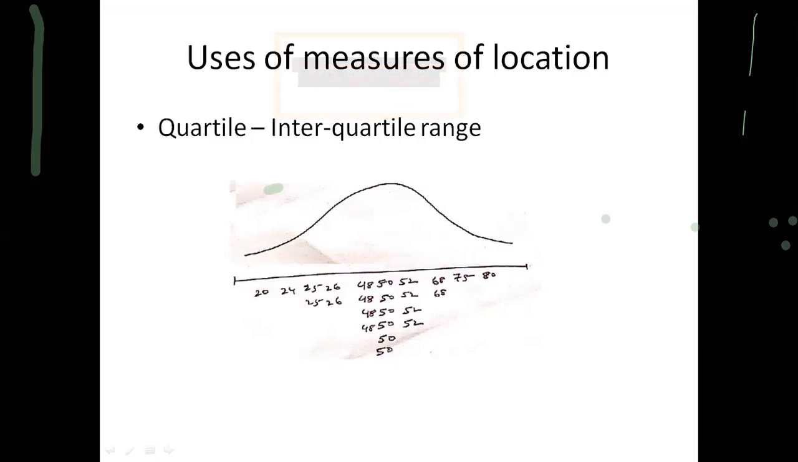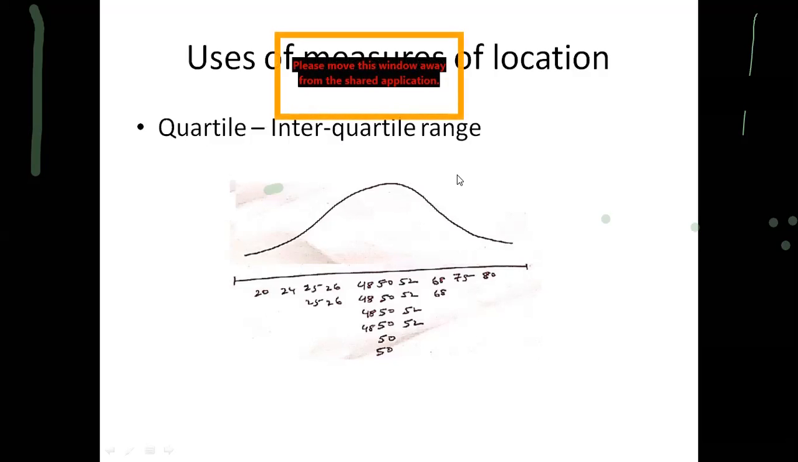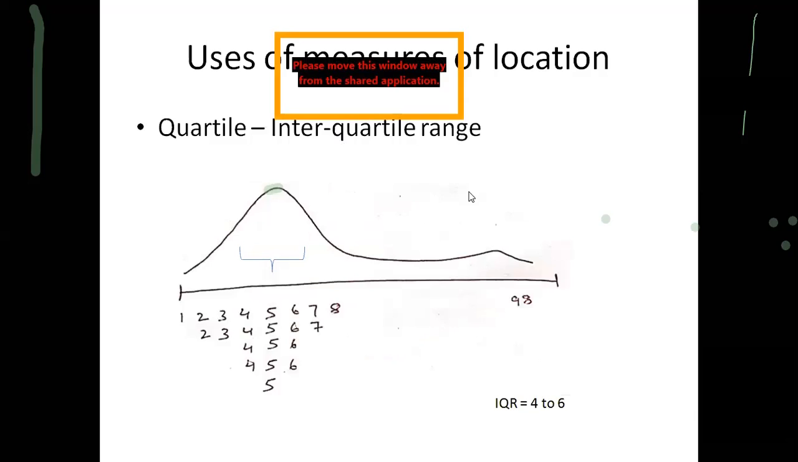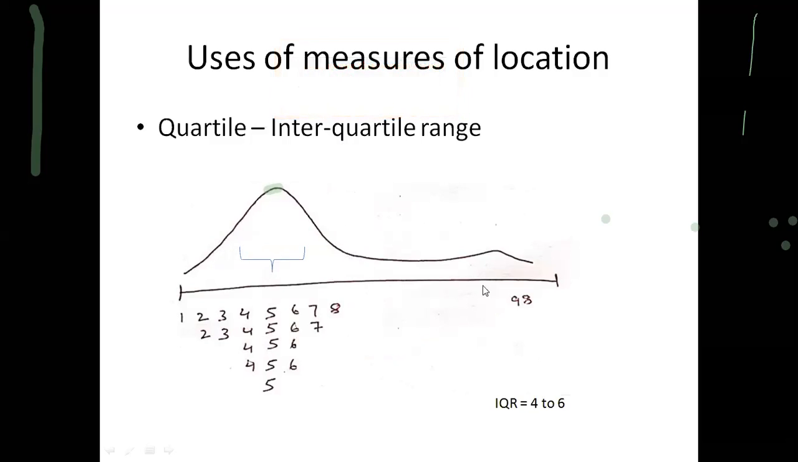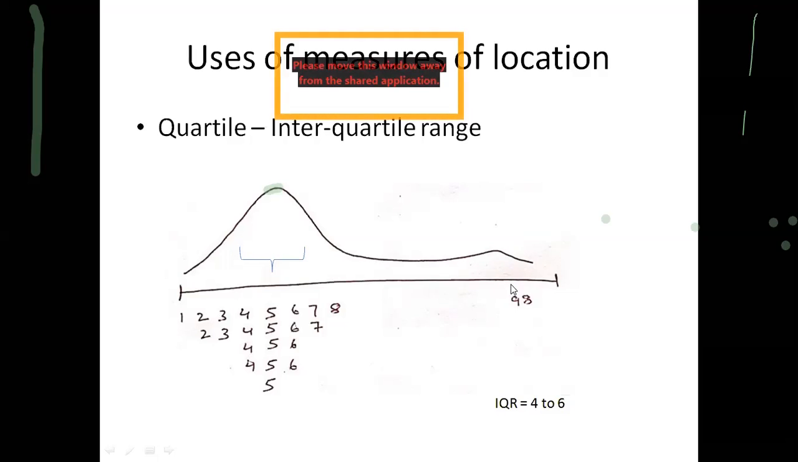I will discuss more about the interquartile range in my next lecture, but the coming slide will tell you more about it. Let us say the data is like this: 1 occurs 1 time, 2 occurs 2 times, 3 occurs 3 times, 4 occurs 4 times. If you plot the frequency distribution of this data, you will find that this portion is bell-shaped, but there is one value, 98, which is far away from these values, and our curve extends up to this side. So this is right skewed data.